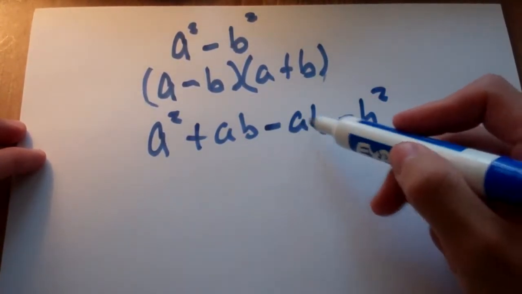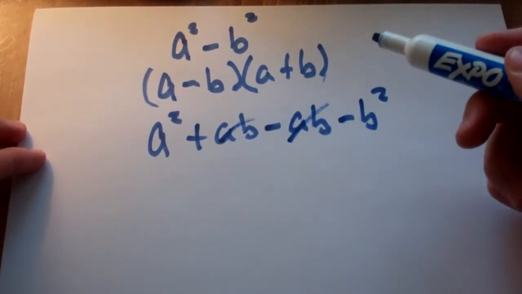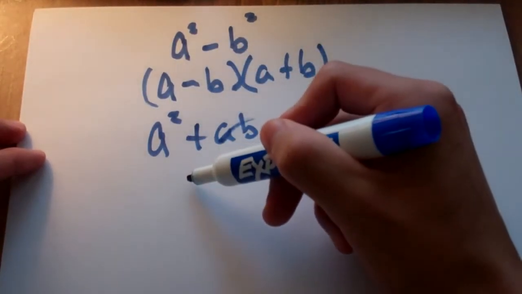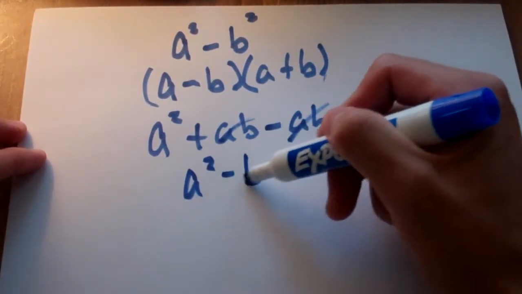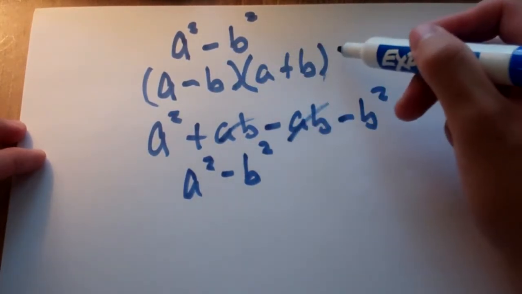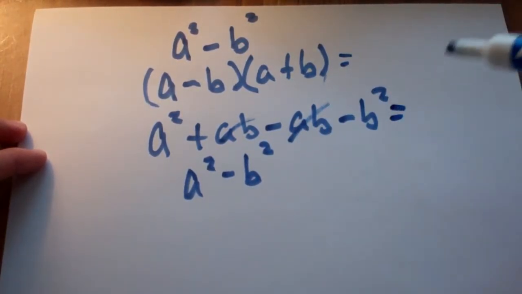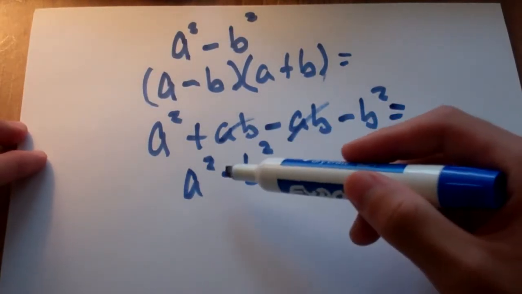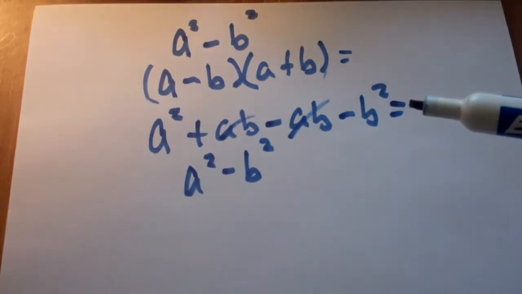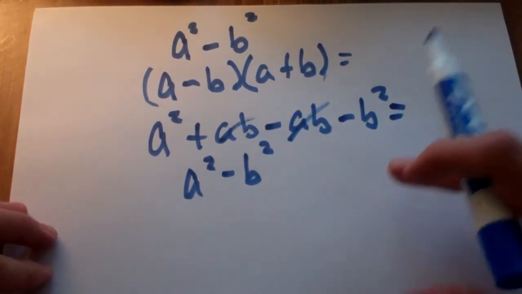As you can see right here, these two, you can subtract those two. And what are you left with? a squared minus b squared. So, if we multiply this together, this is what we get, and this is our final answer. And once again, if we factor it out, this is what we get. Okay, let's look at another one.